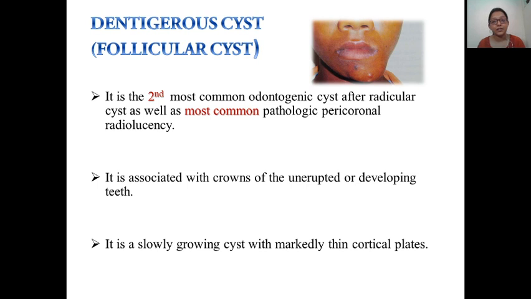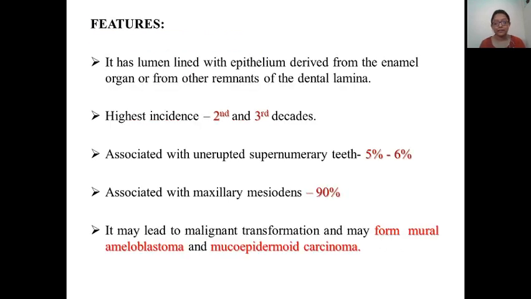Now, what is a dentigerous cyst? It is also known as pericoronal cyst or follicular cyst, and it is the second most common odontogenic cyst after radicular cyst, and it is the most common pathological pericoronal radiolucency. It is associated with the crowns of unerupted teeth or developing teeth or sometimes supernumerary teeth. It is a slowly growing cyst with markedly thin cortical plates.